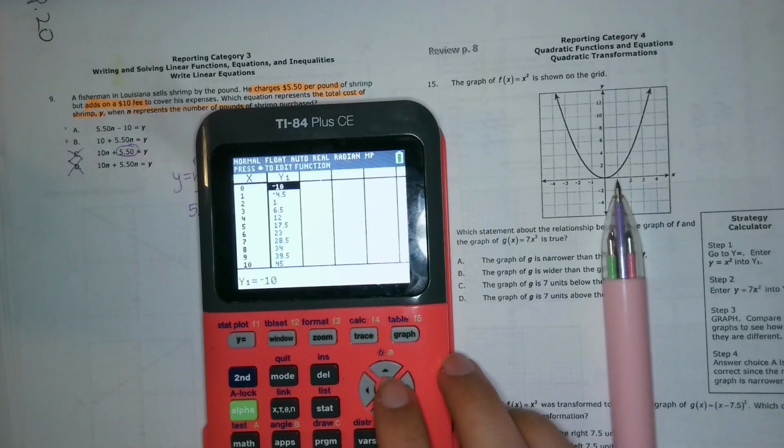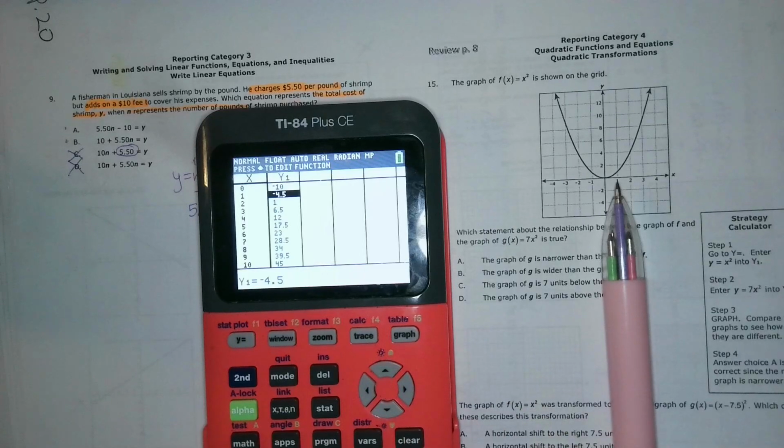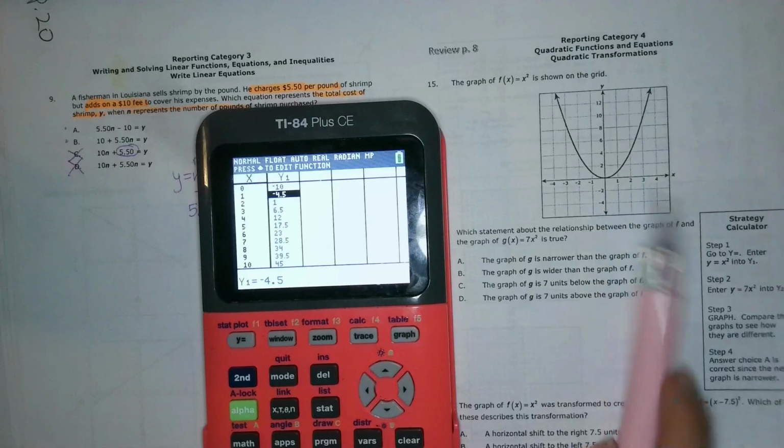This is weird because if we didn't buy shrimp yet, for some reason, we have negative 10. If I buy 1 pound of shrimp, that's negative 4.5. That doesn't really make any sense because I have to pay for the shrimp. It shouldn't be in the negatives. So A is obviously wrong.